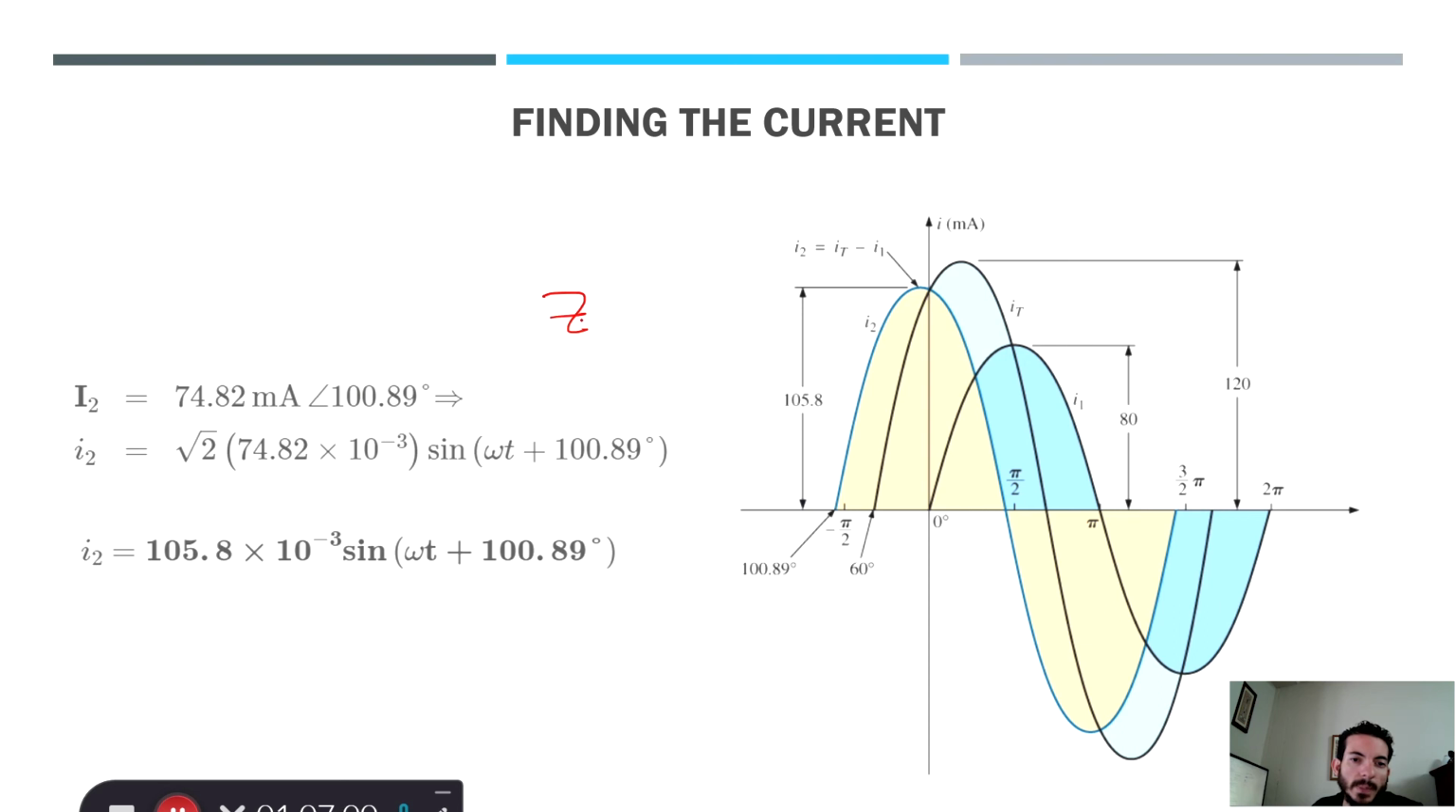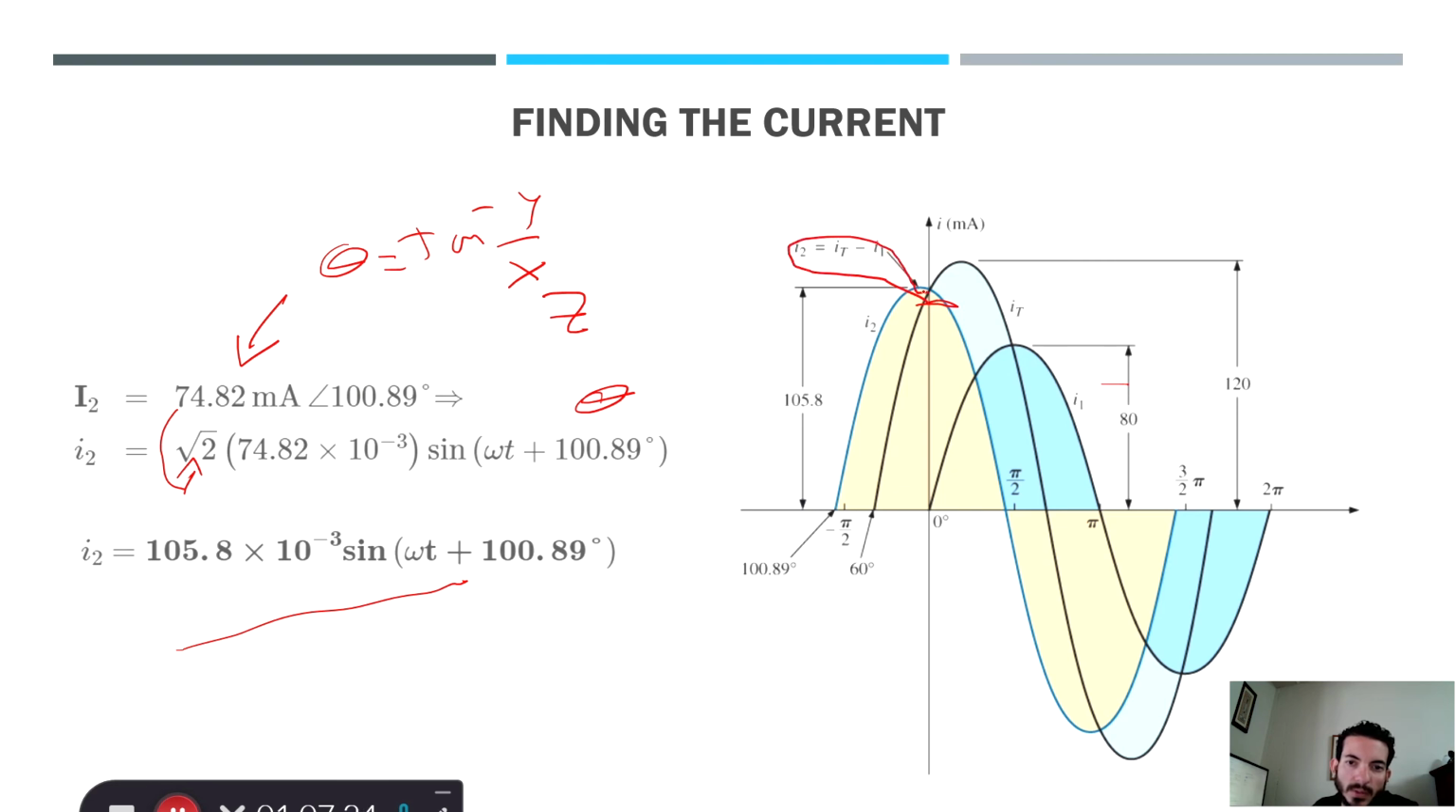And once we find Z, we simply take it back to the polar form, and we find our theta based on tangent inverse of y over x. Then to take it back to the time domain, we simply multiply these by square root of 2, and we add the angle, which is the answer. Okay, so if you were to plot them together, we would get 105 right here. Let me see, this is I2, right? So this is the wave that we just found, 105.8.